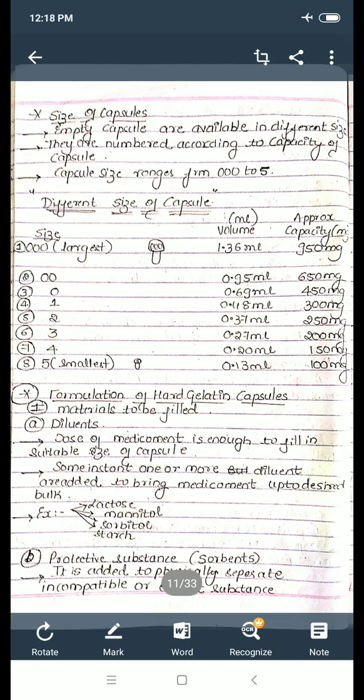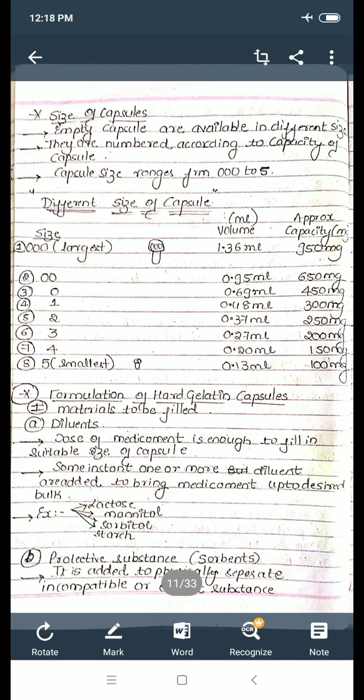Coming to the formulation of hard gelatin capsule, the materials to be filled are diluents. Here the dose of the medicament is enough to fill a suitable size of the capsule. In some instances, one or more diluents are added to bring a medicament up to a desired bulk. So the main aim of using diluents is to make the preparation bulky. Some examples of diluents include lactose, mannitol, sorbitol, starch.